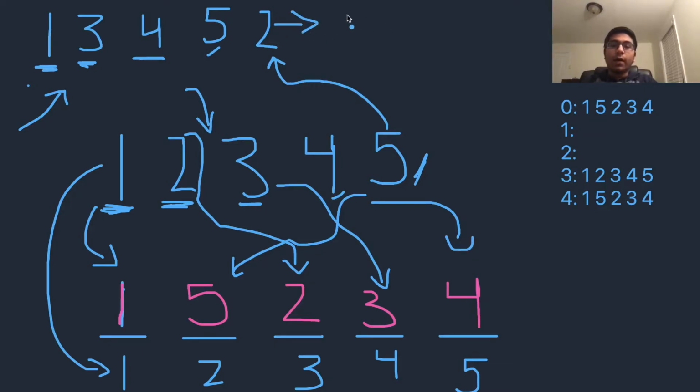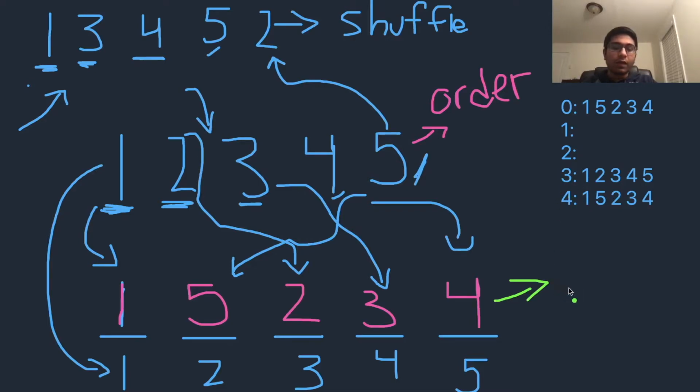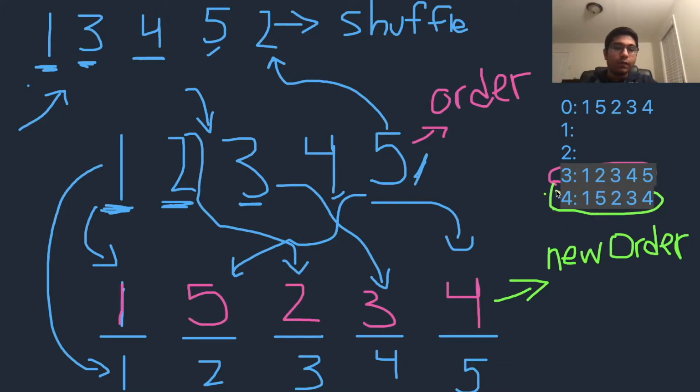So let's say this one is going to be the shuffle array, I'm just going to call it that. And then we'll call this one order. And then this new array that is going to represent the next shuffle is going to be called new order. So this is the shuffle, and as you can see here in our scenario, this is the order array, and then this is the new order array. So now let's think about what we're doing from a code standpoint.